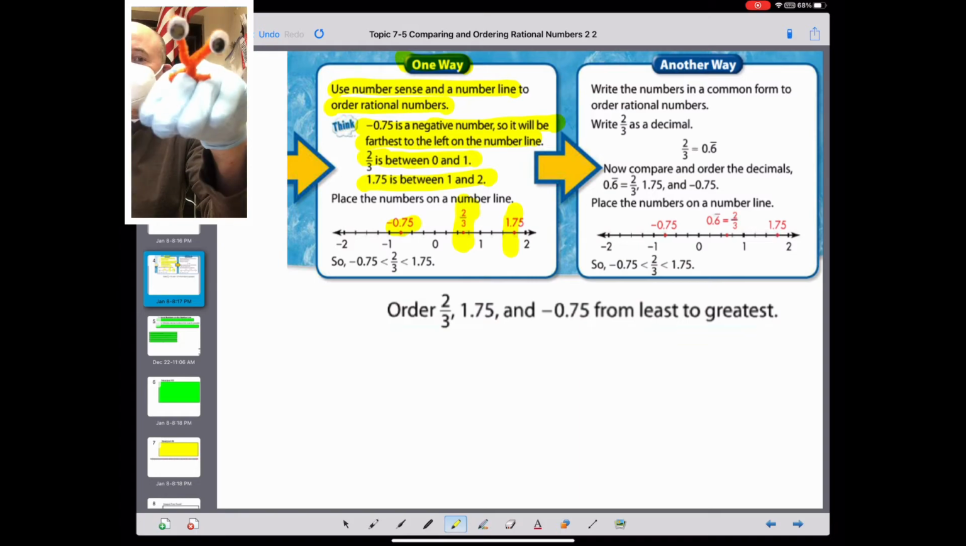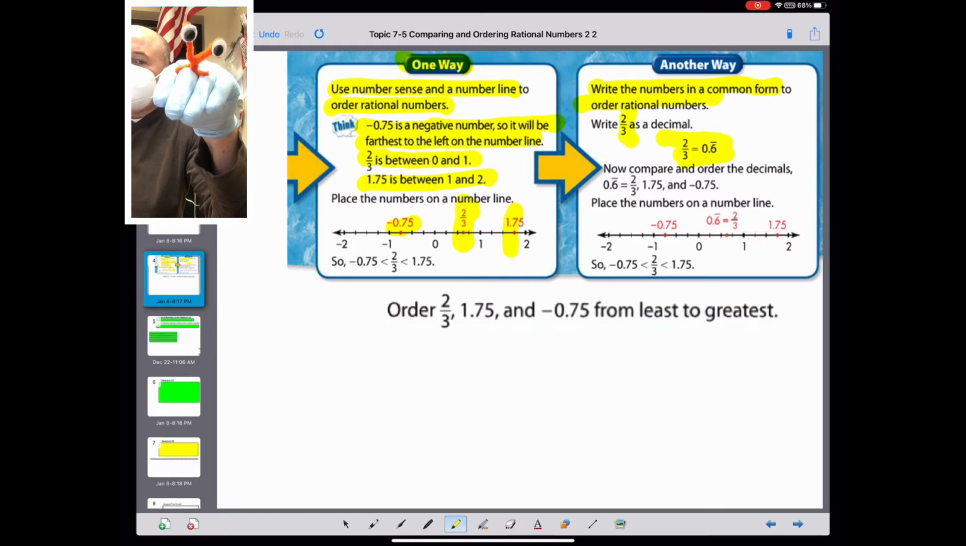The next thing that you could do, kids, is you can write the numbers in a common form and then order the rational numbers. This means that you're going to turn them either into all decimals or all fractions. Okay? So you could write 2/3 as a decimal. Why don't you pause the video, Mr. Troll, and show them how you would change 2/3 into a decimal.